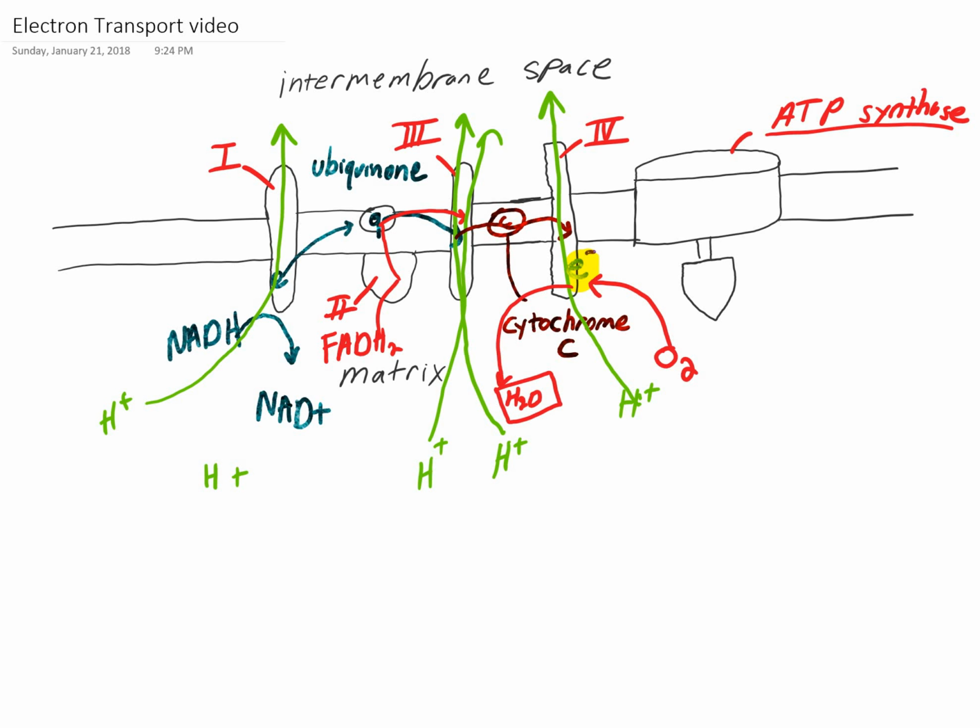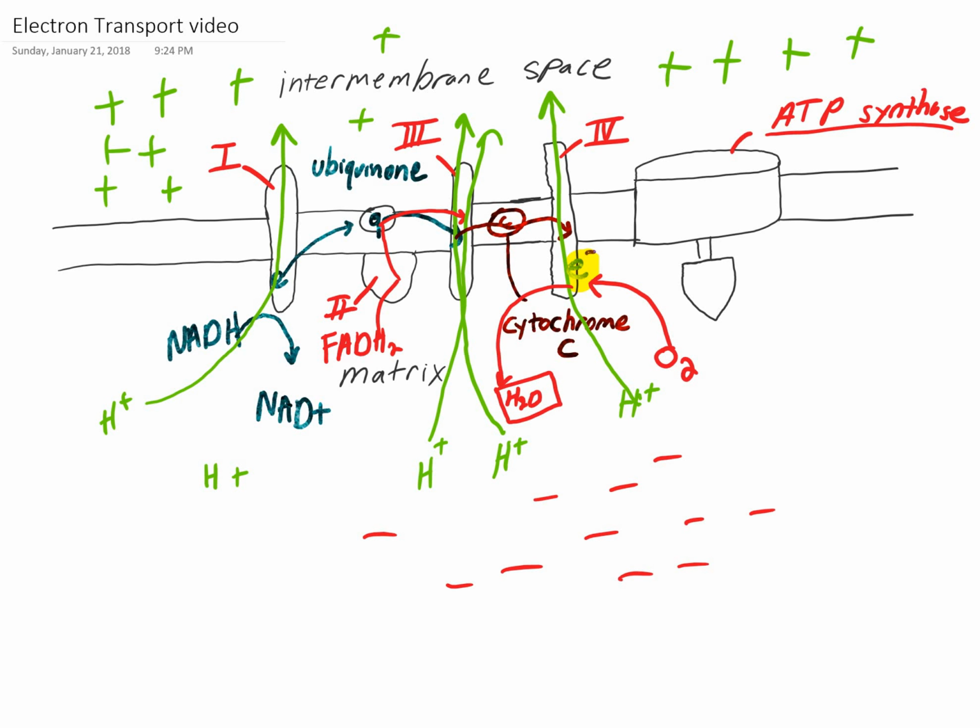Okay? Now, here's the big story. The big story here is that as this process is taking place, you start getting an influx of pluses inside the intermembrane space, because they're being pumped into this space. And inside the matrix, it becomes predominantly negative. So in a sense, this becomes polarized, like a battery. The membrane becomes polarized. There's a difference in charge on each side of the membrane.